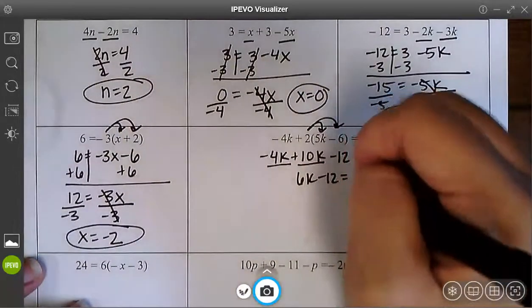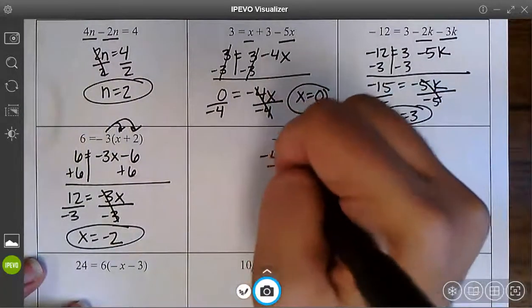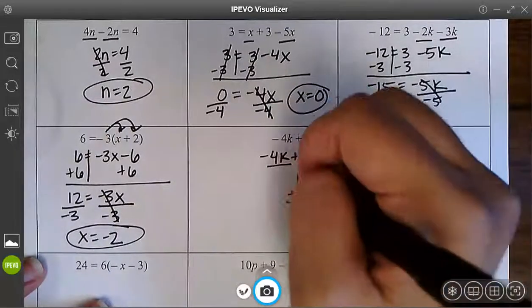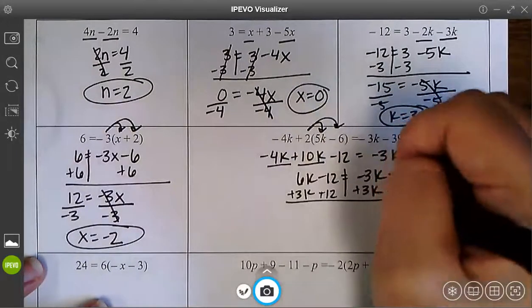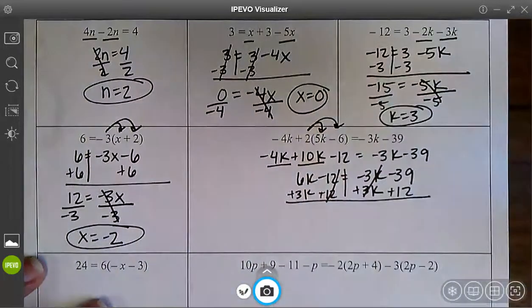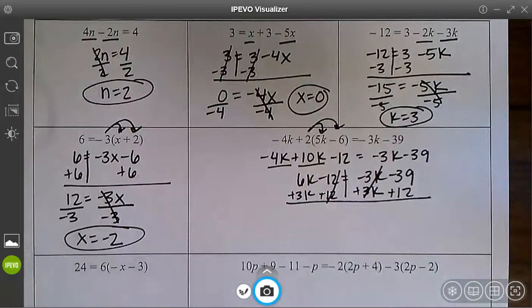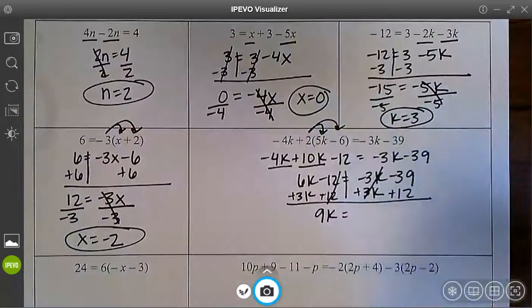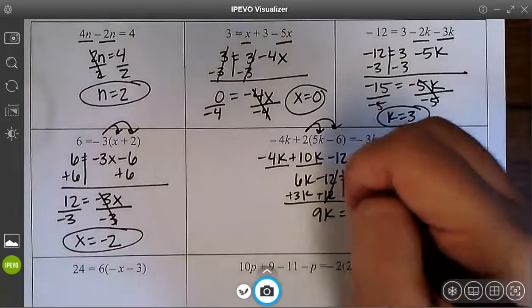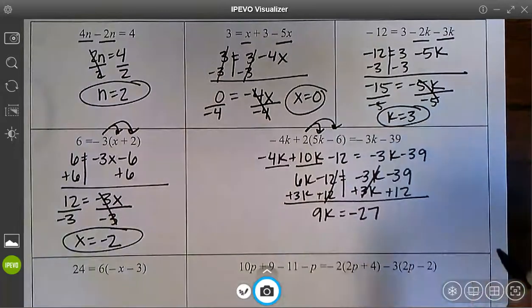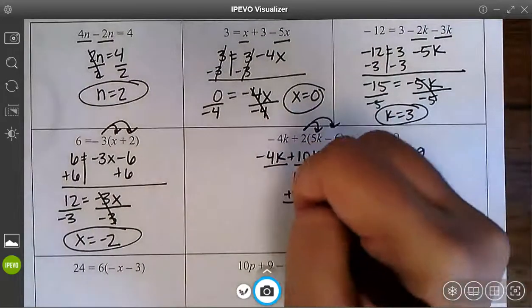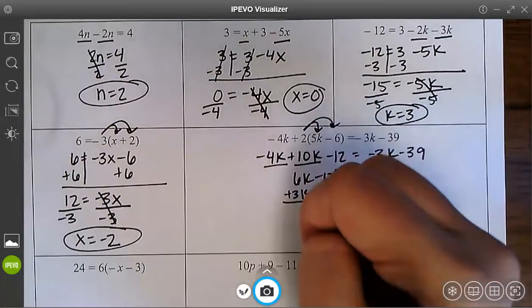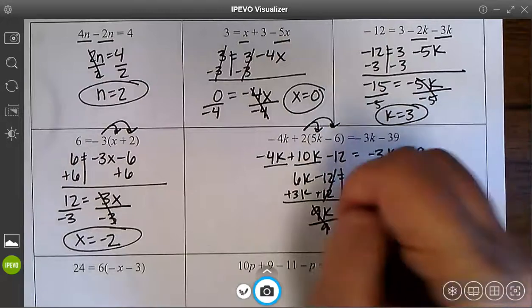Get my k's together, so I'm going to add 3k to both sides. And I'm going to go ahead in this step and add my 12 to get my constants together. So those two things cancel out. 6k plus 3k is 9k. And negative 39 plus 12 is negative 27. Feel free to use a calculator. Divide both sides by 9, and you get k equals negative 3.